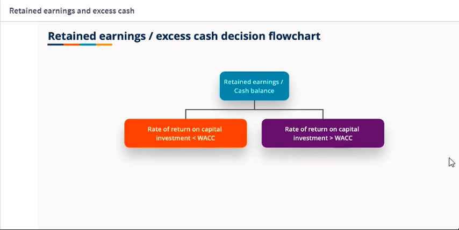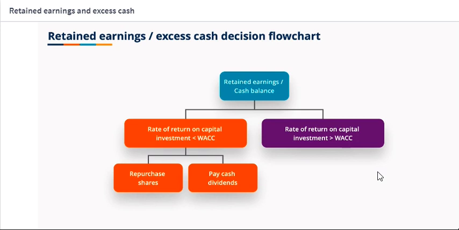So as a recap, if the internal rate of return is less than WACC, they have two choices. They can repurchase shares, which puts money back into the hands of the shareholders and takes it off the company's balance sheet. Or they can pay a dividend.